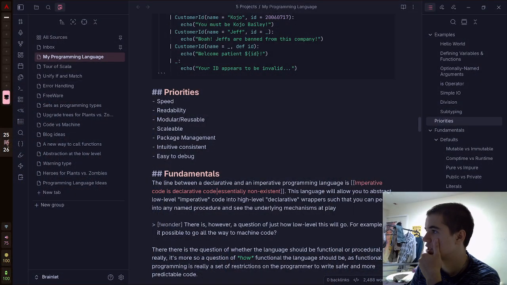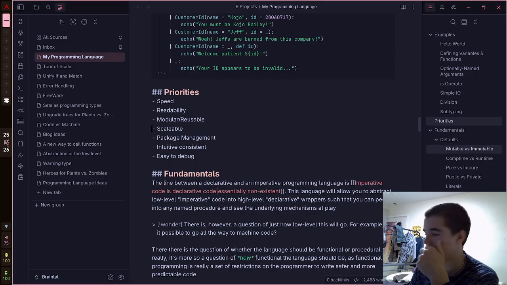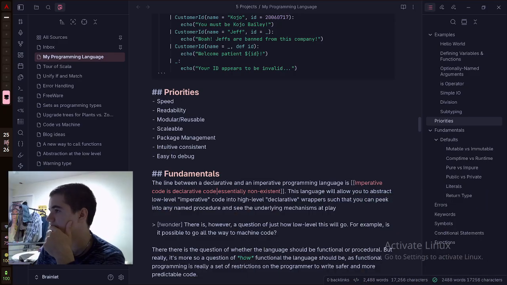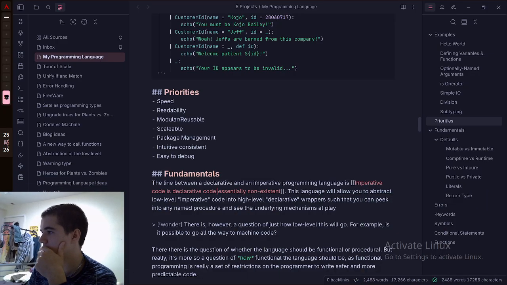Okay. So let's get back onto my language, right? This thing. So for my language, I want to focus on some priorities. First of all, also move my camera here, so I'm not blocking too much text.